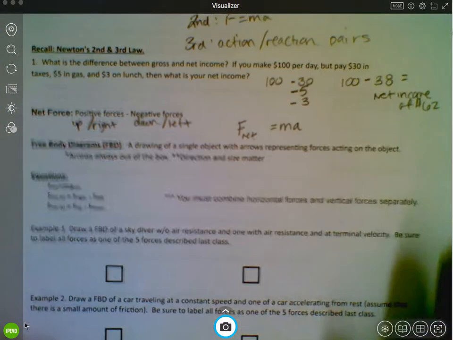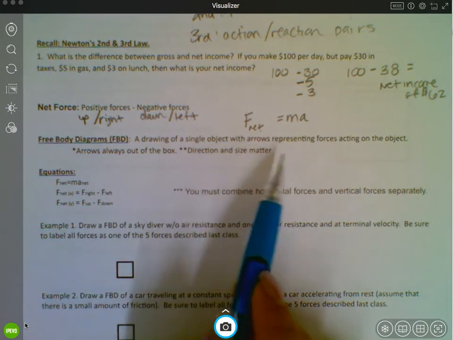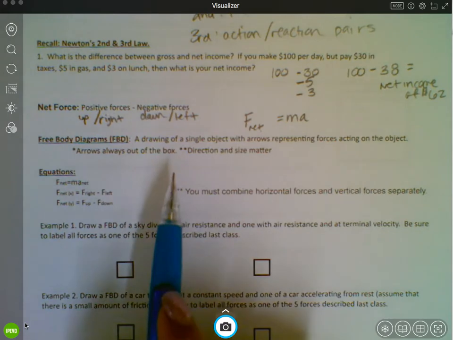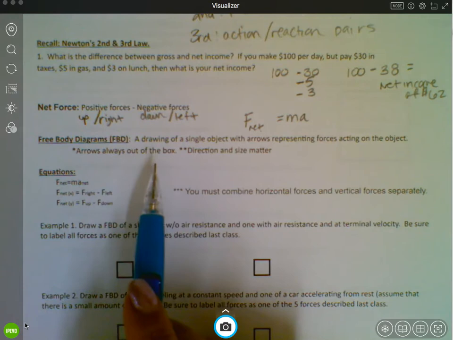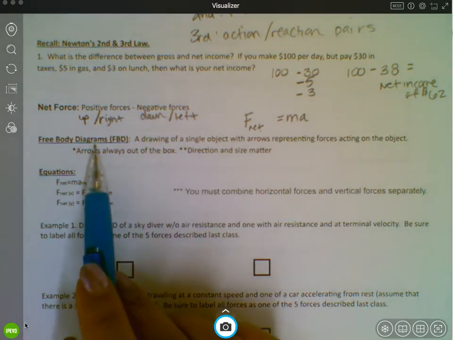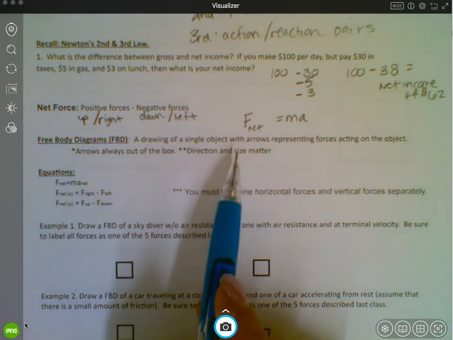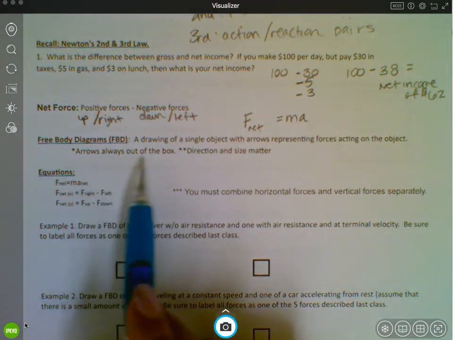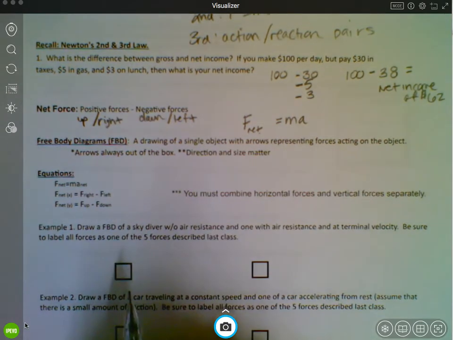Now, a free body diagram is a drawing of a single object with arrows representing forces acting on the object. This is the thing that gets really confusing for people: you are going to want to draw the forces that the object is exerting, but that's not the point. The free body diagrams are the object and the forces that are on that object. So we'll do some examples and you'll be able to see what I mean by that. The arrows always come out of the box. I like them to come out of the center of the box, so draw that when we do it.